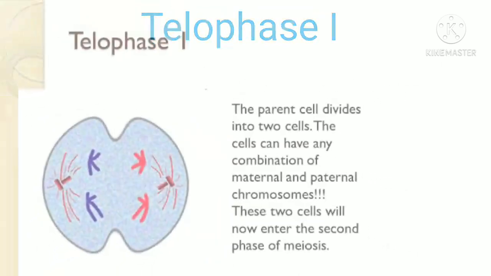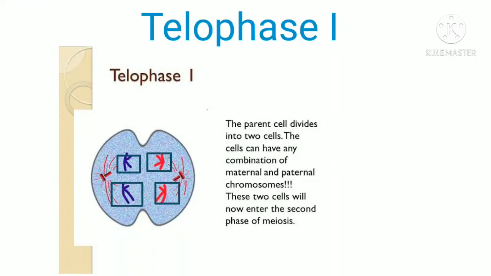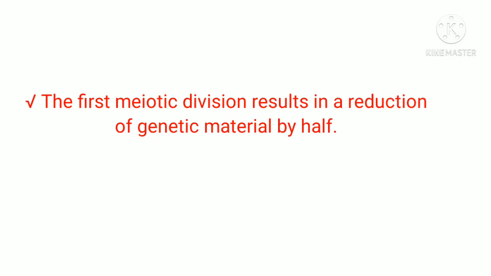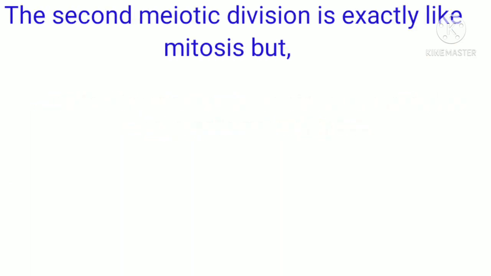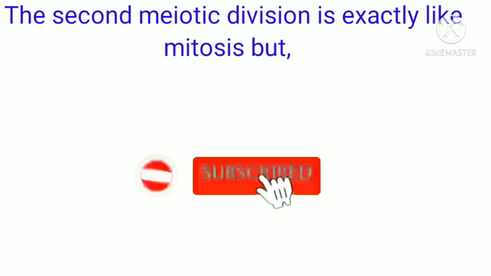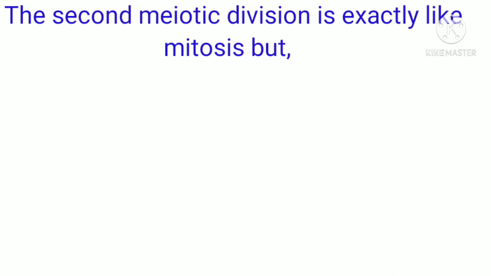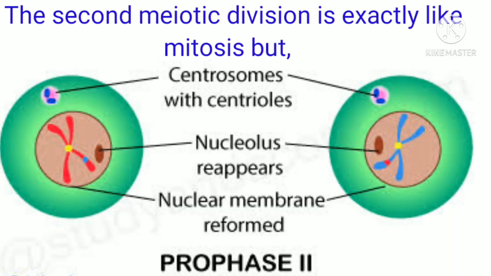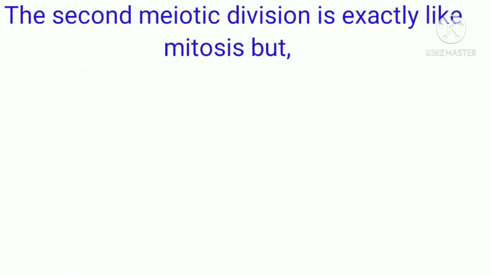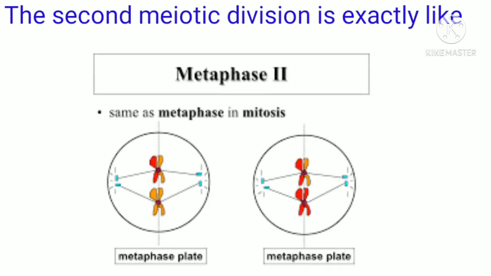After the cell division, each daughter cell has only one of each homologous chromosome and therefore only half of the genetic material. The first meiotic division results in a reduction of genetic material by half, and the second meiotic division is similar to that of mitosis. The second meiotic division is exactly like mitosis, but with half the genetic material per cell, with the chromosomes lining up at the metaphase plate, with the sister chromatids on each side of the cell.